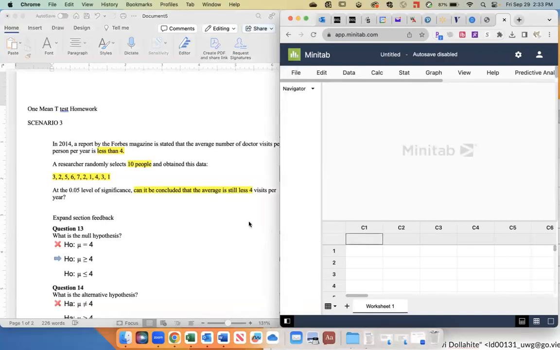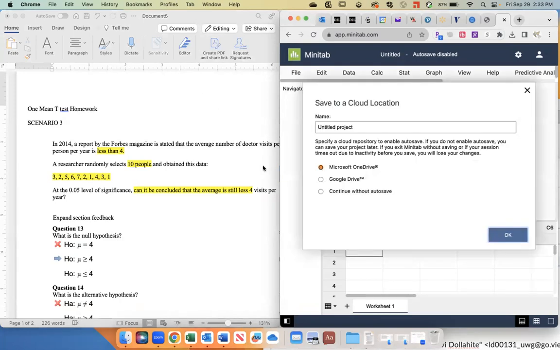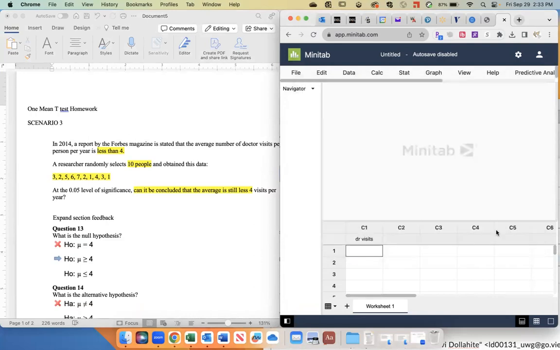So the data that we're putting in are the 10 people and how many doctor visits they had per year. Doctor visits per year. And I always continue without autosave. You don't need to do any of that. And then I'm just going to put them in. So I hit 3, enter, 3, enter, 2, enter, 5, enter, 6, enter, 7, enter, 2, 1, 4, 3, and 1.